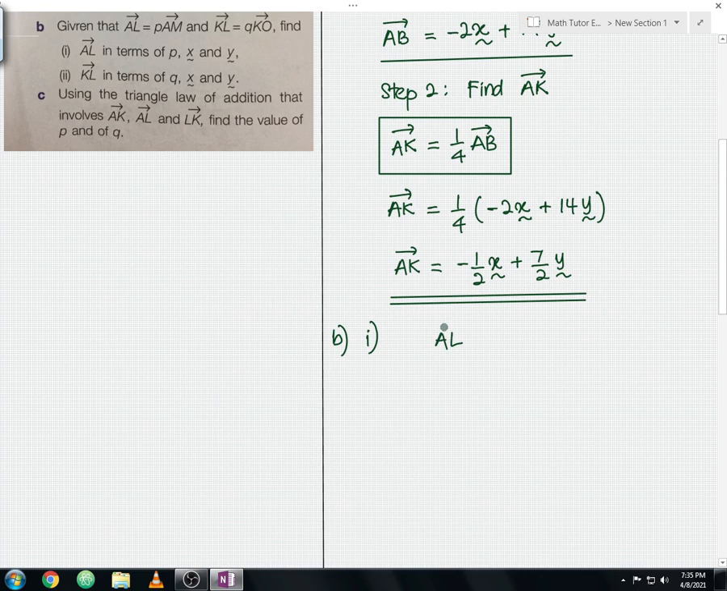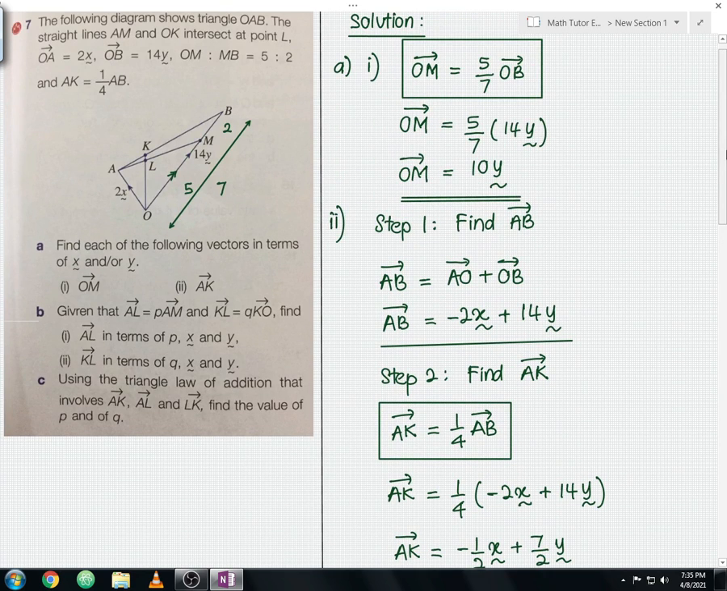In the question, it is given that vector AL is equal to P times vector AM. So the first step will be to find the vector AM. Let us write the relation here as our reference: vector AL is equal to P times vector AM. How to find the vector AM? It will be the summation of vector AO plus vector OM. Vector OM we have already found, which in this case is 10y. Vector AO is the opposite direction of vector OA. So we can easily find the vector AM, guys. Let us calculate the vector AM now.